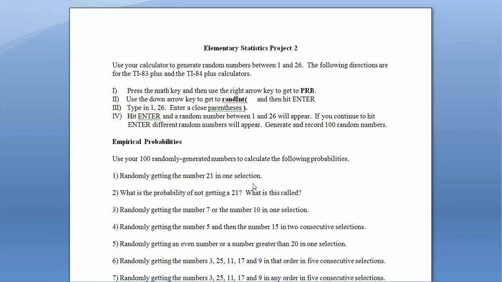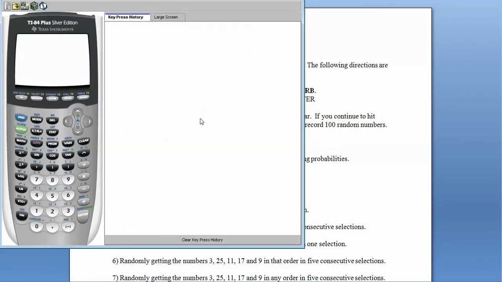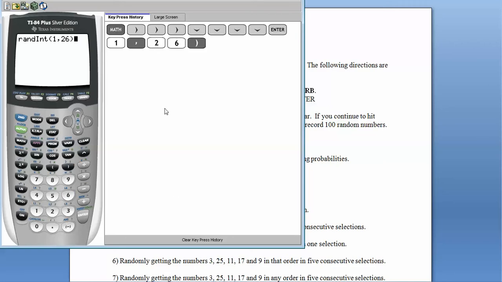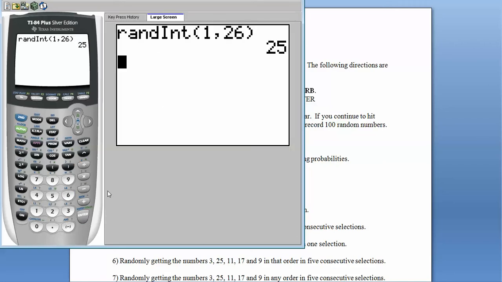So we're going to get the calculator out here and go to Math, over to PRB, and then down to number 5. So we have random integer, and then we need a range of values. We're going to go between 1 and then comma 26. Now, as we hit enter, numbers will appear on the right. So those are randomly selected numbers between 1 and 26. They're integer values. And every time you hit that enter key, you'll see another number pop up.